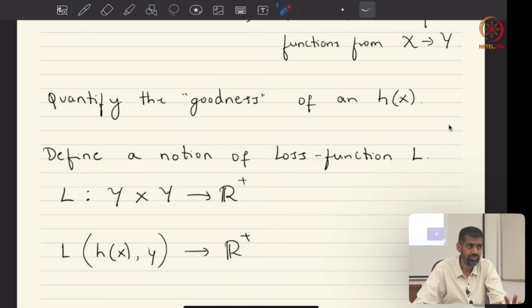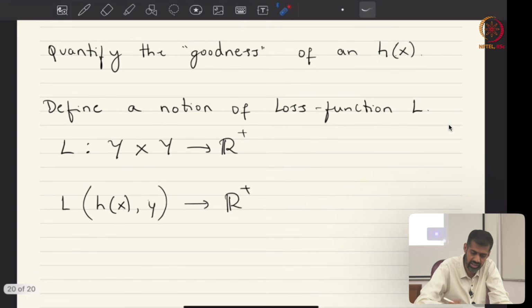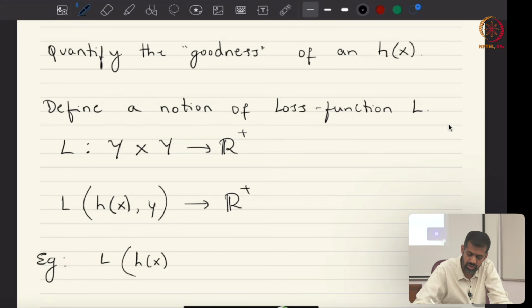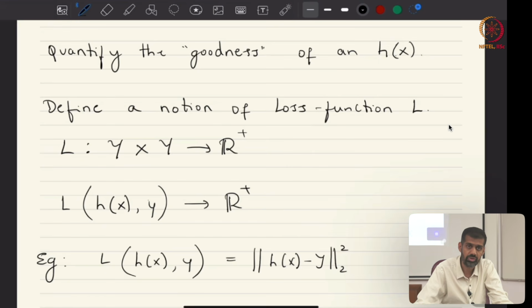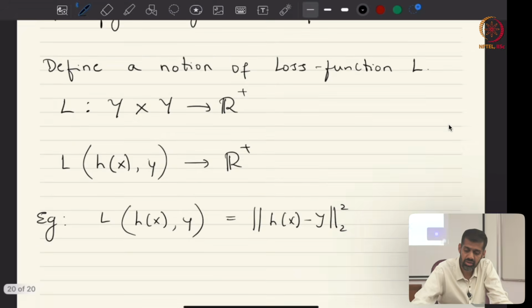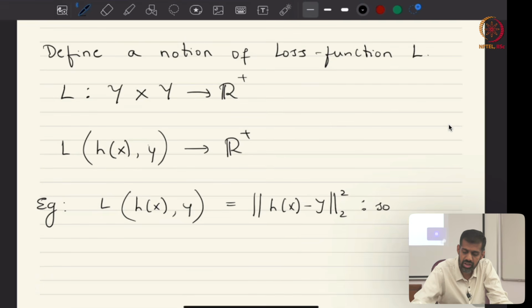Any function that operates on the cross product of y and gives you a positive real number is a loss function. An example takes h of x and y as input and gives you R plus as output. h of x is also in the space of y, because the range or codomain of h of x is y, so it is a valid function. Let us take an example of this loss function. It takes h of x and y, and assuming that both of them are vectors, it can simply be the 2 norm of the difference between these two. This is called the squared error loss.